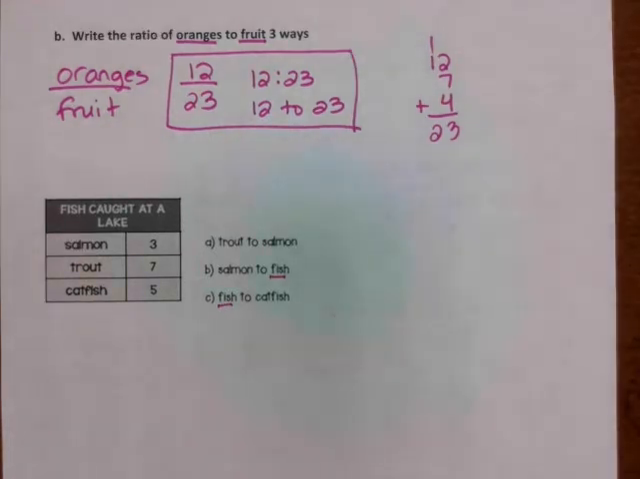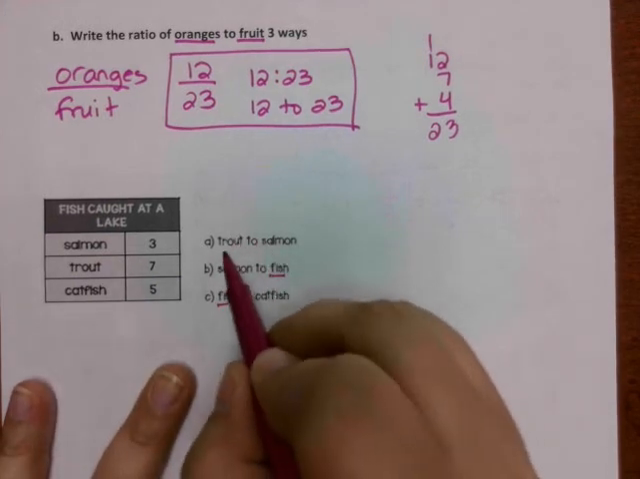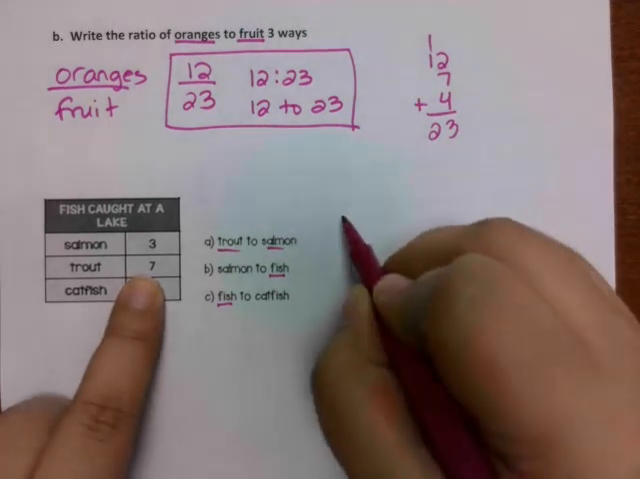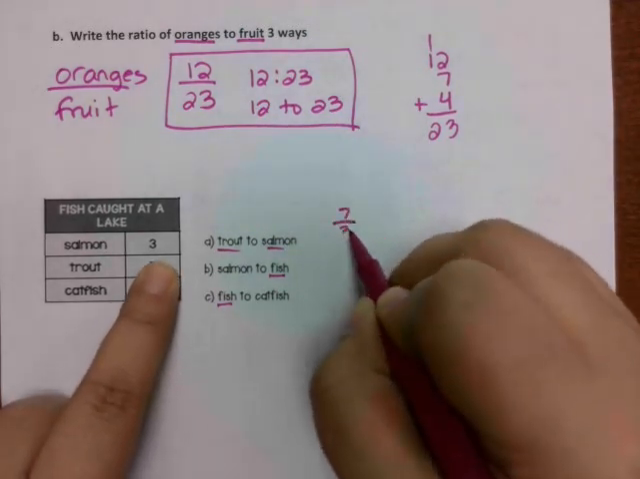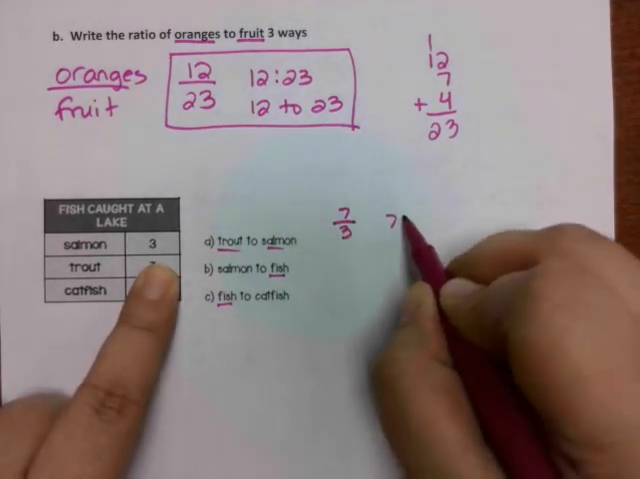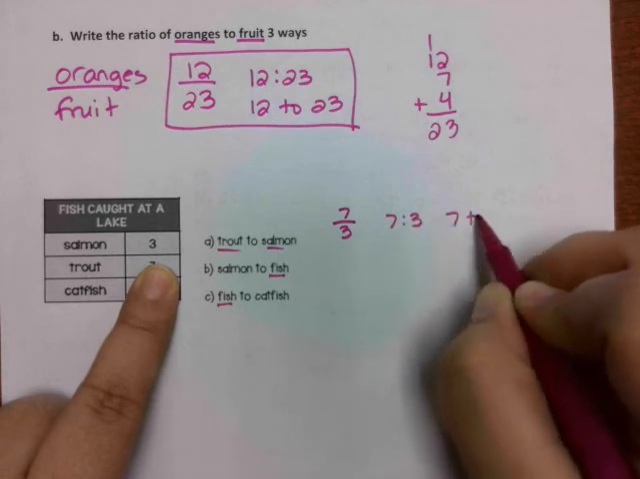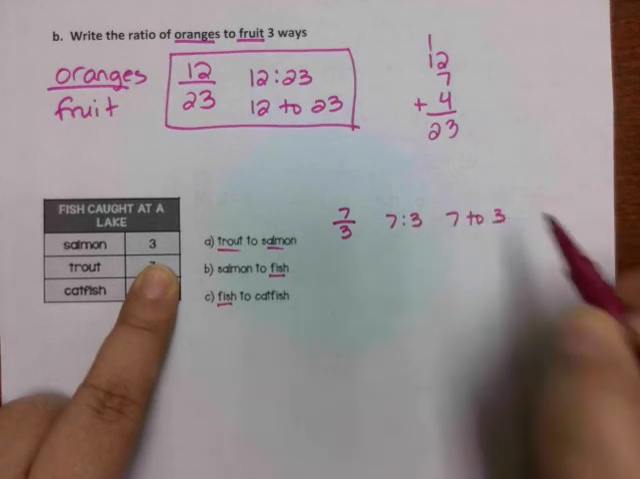All right, guys, you should have these done by now. Let's go ahead and check and see how you did. So trout to salmon was 7 and then 3. Could not be simplified. 7 to 3. So that was it for the first one.